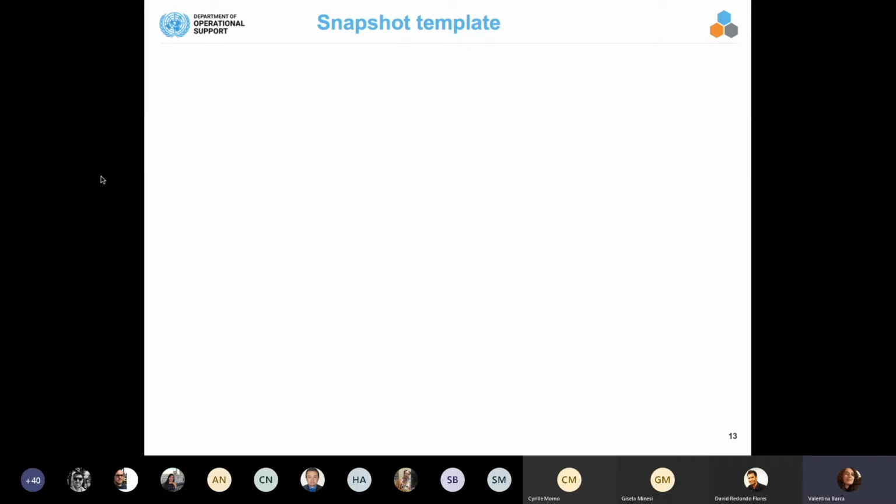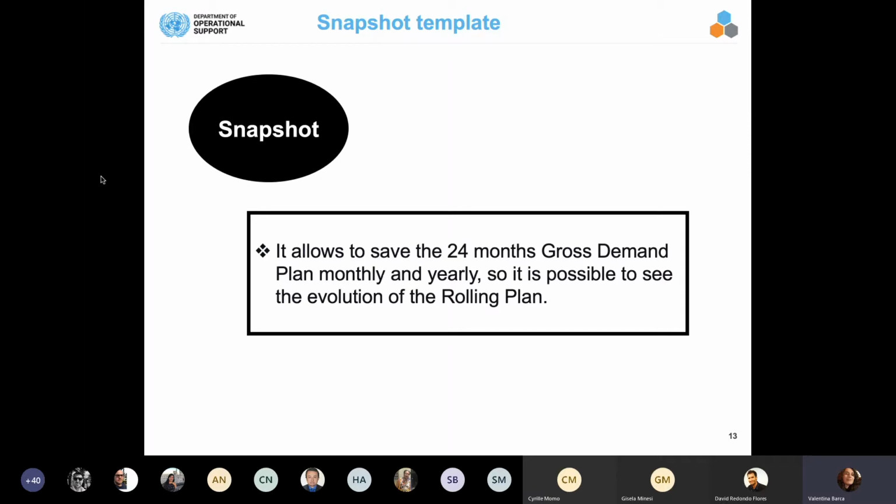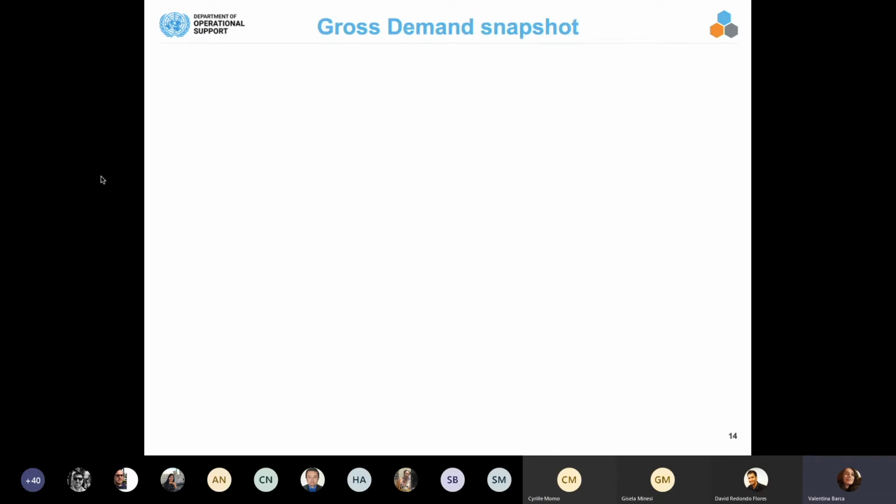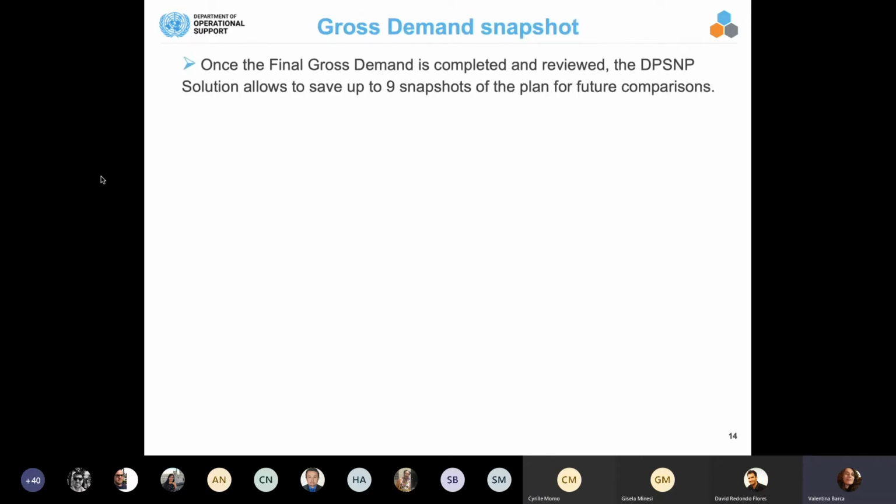Now the last template is the snapshot. What does it do? It allows you to have the 24-month gross demand plan, monthly and yearly, so it's possible to see the evolution of the rolling plan. So you can just save it to have a reference next time you do the planning. The system allows you to save up to 9 snapshots, for future comparison.